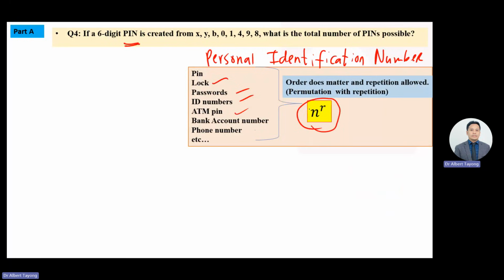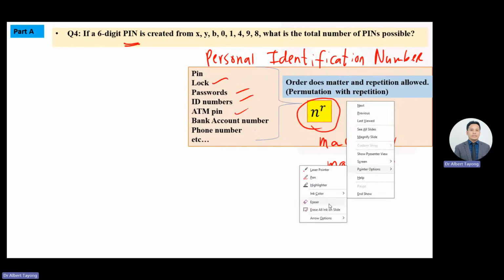Your password, for example, at Majan could be MA01, okay, 82, for example, 564. So repetition might happen because it might be MA0018264, for example, where 0 is repeated. That's why we call this permutation with repetition.